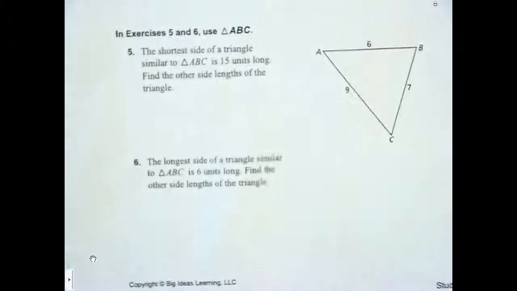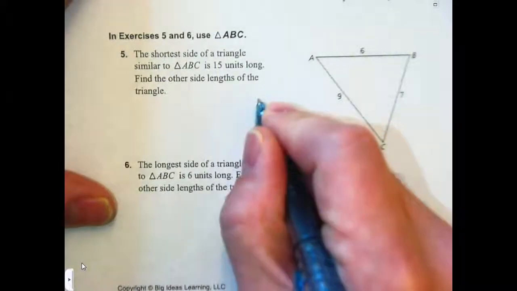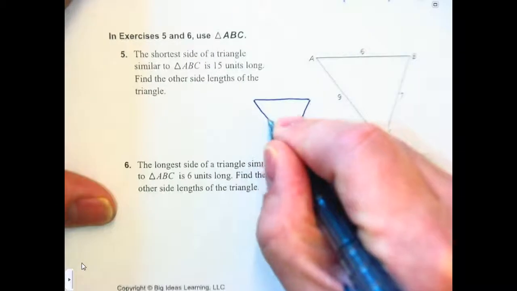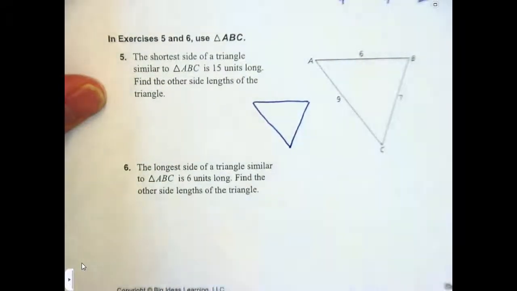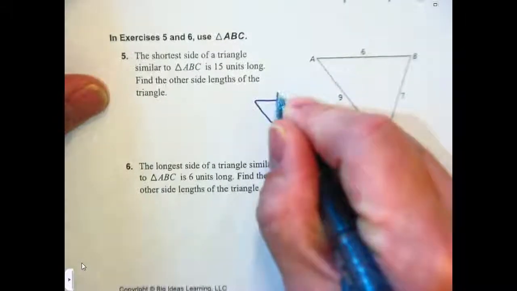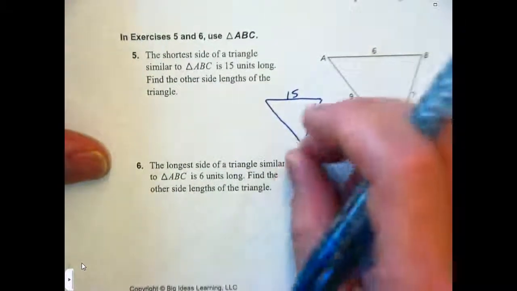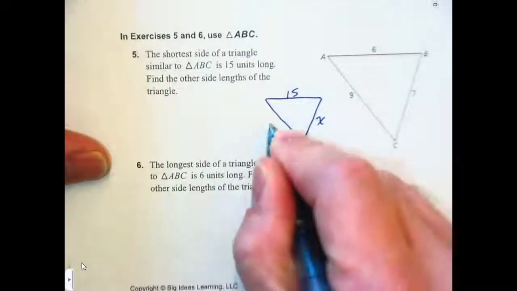All right, last two. 5 and 6. Now, this is not going to be to scale, obviously, because that's 6. And the shortest side of a triangle similar to ABC, which is this triangle, is 15. However, I'm not going to draw a bigger triangle because I do not have the space to do that and show my work. So we're going to use our imagination. Let's pretend this is bigger than that one. That's 15. So if I'm trying to find the other lengths, we'll call that X and Y.